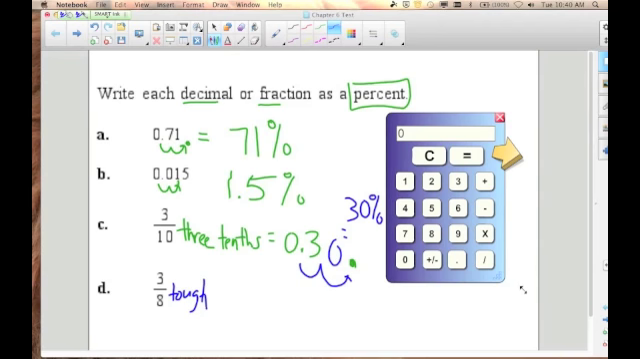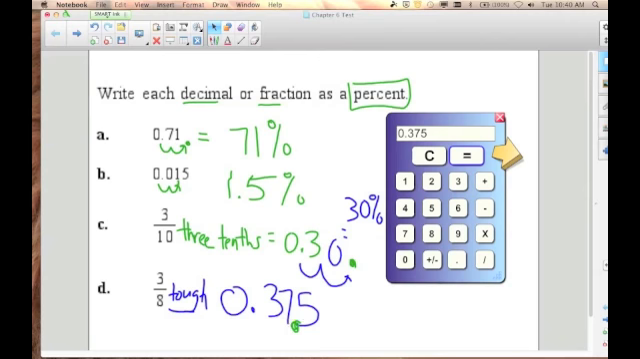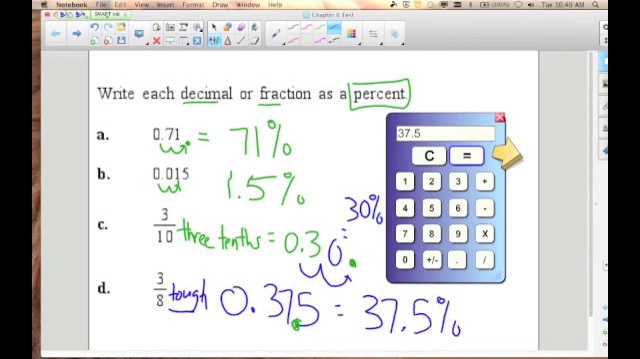And for 3/8, that's a tough one. What I would do is take a calculator and take the numerator divided by the denominator. Once you do that, you get a decimal. You multiply that by 100, or you move the decimal 2 spots to the right, and that turns the decimal into a percent, which would be 37.5%.